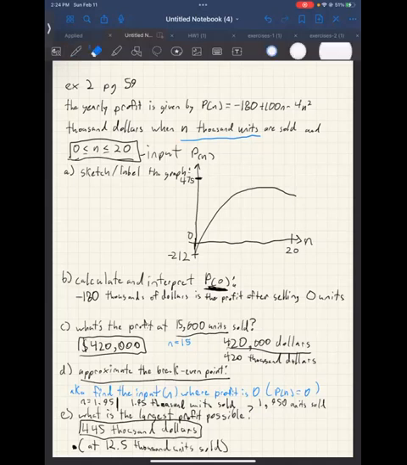Great. So we fully answered this question in the notebook, but there's a couple more things that I want to talk about. So this question was really nice because it told us exactly where to look for our inputs. It told us n was between 0 and 20. This does not always happen. In fact, only maybe half, if not less, of questions actually tell us where to look.